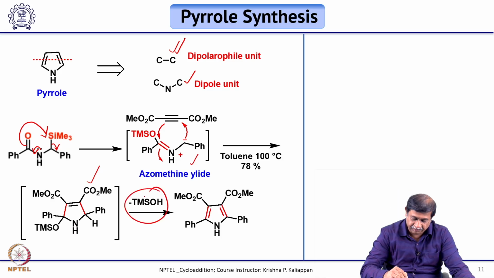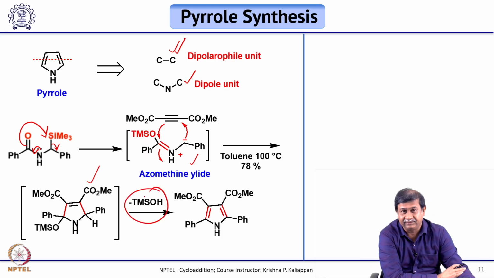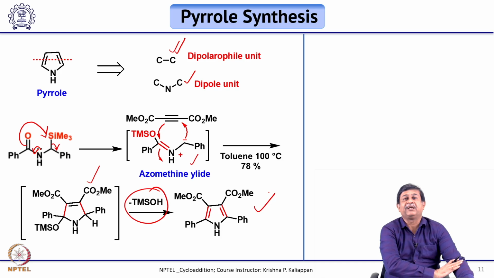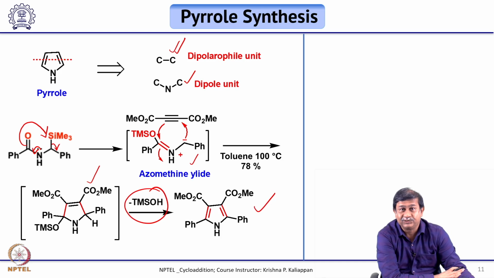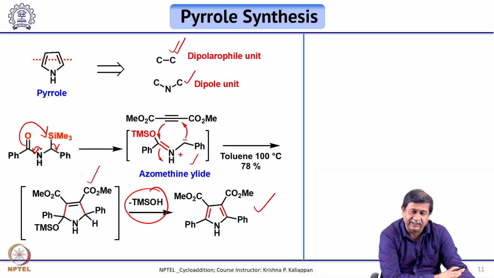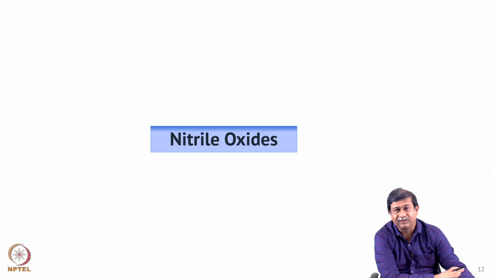This is a tetra-substituted pyrrole. So this is very simple and straightforward using this 1,3-dipolar cycloaddition of azomethine ylide, which is generated in situ, and after the dipolar cycloaddition, it undergoes elimination to give the corresponding pyrrole derivative.